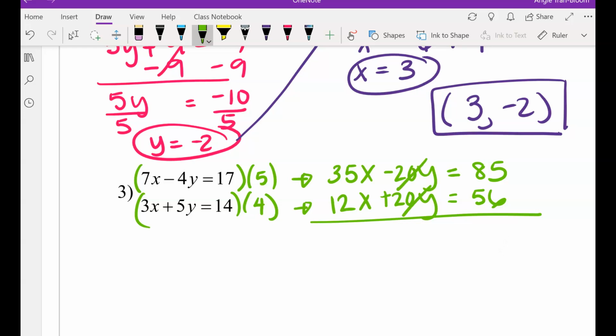Y. Look, they're opposites. Once you add, they are going to be gone. Okay. Maggie Rayhan, 35x and a 12x would make how many x's? 47 x's. Very good. Equals. Ooh, this is one. Now, 85 plus 56. How much is that? 141. Divide both sides by 47. Please tell me that's going to give you a nice number. 3. Nice. And if it's not, that's okay too.